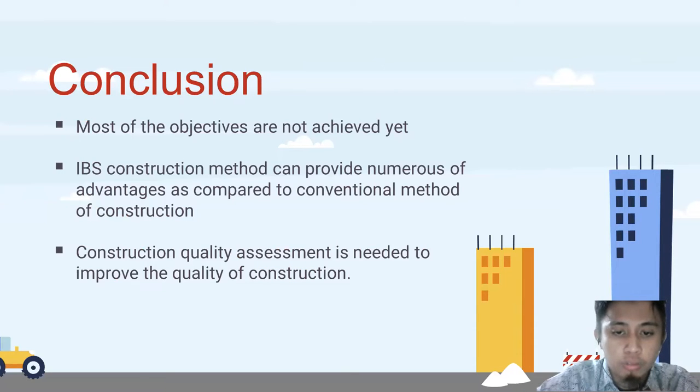So to conclude, for this FYP1, only one objective managed to be achieved, which is providing the overview of the IBS construction method. So the IBS construction method can provide numerous advantages as compared to the conventional method of construction. So the IBS construction method is not only able to reduce the construction period, but it also can enhance the overall performance in the construction sector.